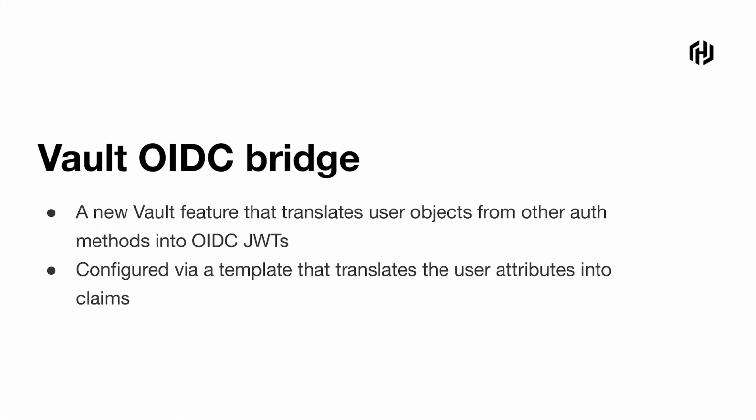Boundary or another OIDC client can then use Vault as the OIDC provider. Boundary users will be redirected to Vault to log in just as they would with other OIDC providers like Okta or Google.